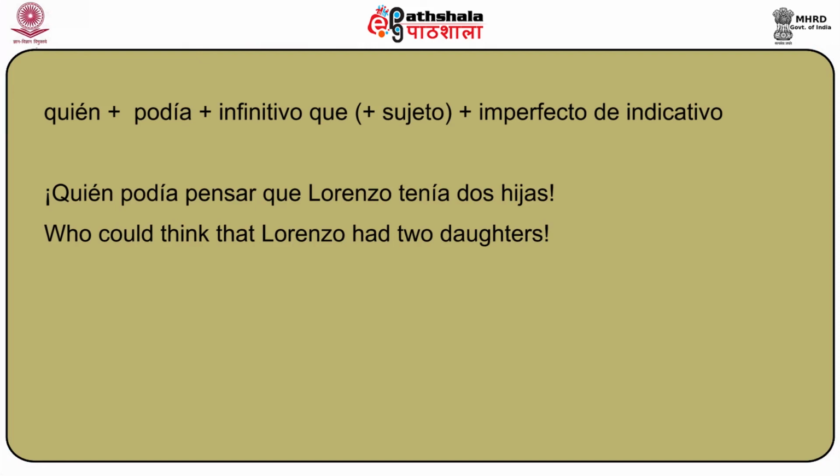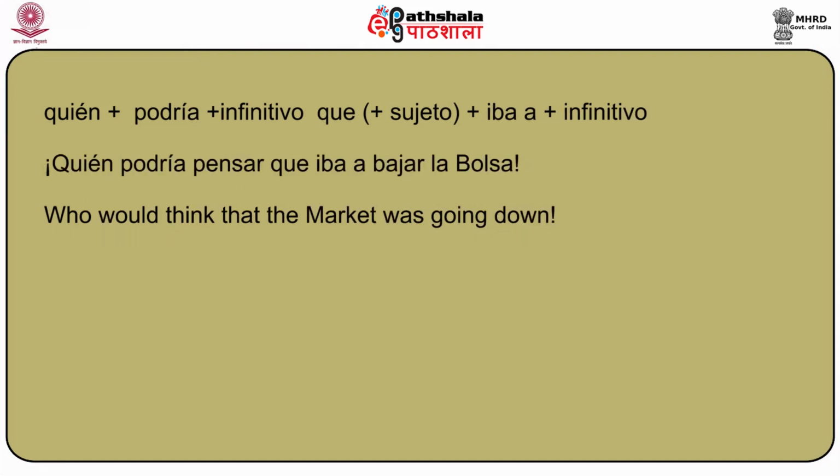Now, coming to the next construct is that of quien followed by podría plus the infinitive followed by que plus iba a plus infinitive. Let us see this construct in the form of a sentence. ¿Quién podría pensar que iba a bajar la bolsa? In English, who would think that the market was going down?